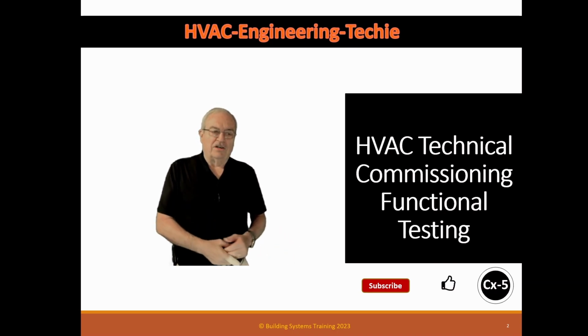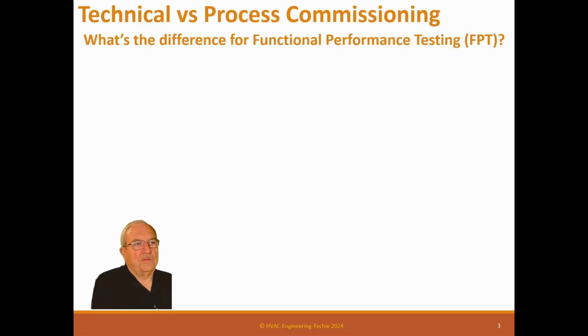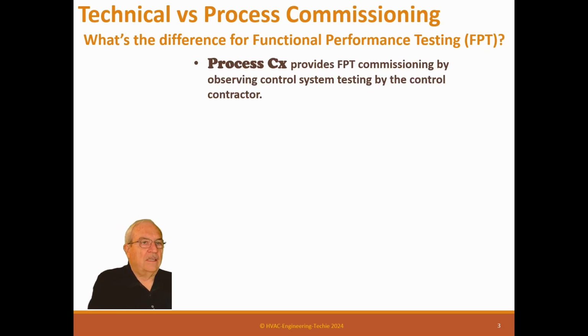All right, let's get started on functional testing. So technical versus process commissioning. What's the difference for functional performance testing, FPT? All right, so process commissioners provide functional testing by observing the control system being tested by the control contractor. It's not a problem. But it's normally just walking around watching them fail things or turn things on and off, and just making sure that things run in the right direction. You know, okay, so this heating valve opens, so it's going into heating. This cooling valve opens, so it's going into cooling. And there's nothing wrong with that. It's just that it only touches the surface.